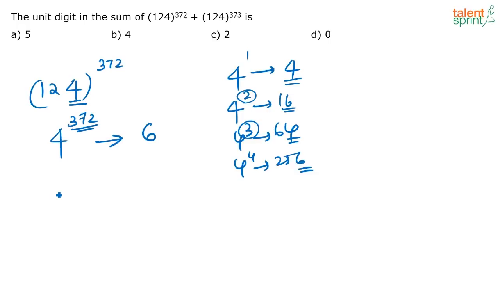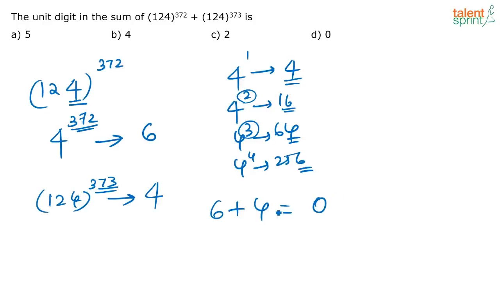Now, next one. You have 124 to the power 373. Here it is an odd power of 4. So an odd power of 4 will always end with a 4. So the last digit of this number should be 4. So what will be the sum of the last digits of these two numbers? It will be 6 plus 4, or 10. That one will go as carry to the previous step, so it's going to be 0. So the correct answer here is option D.